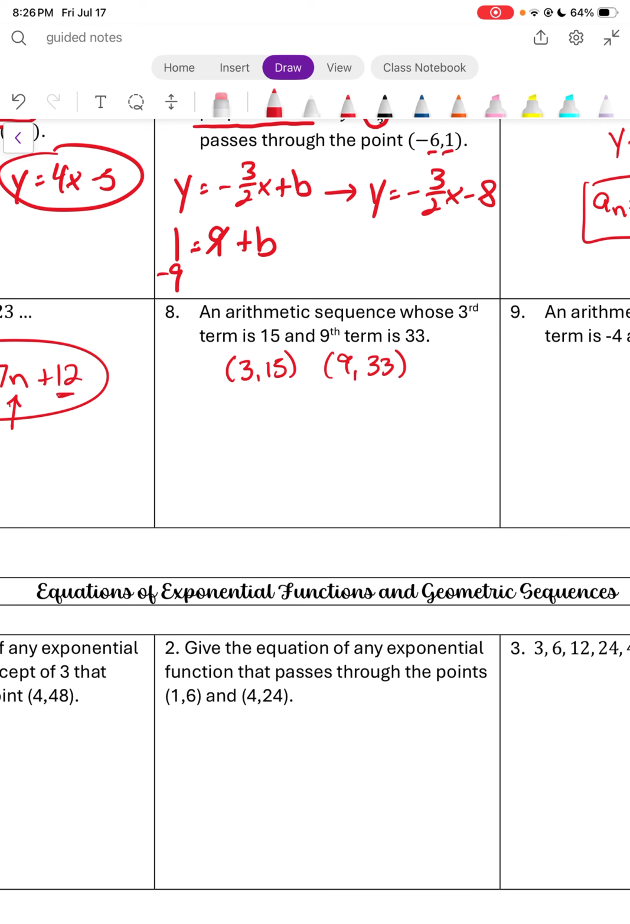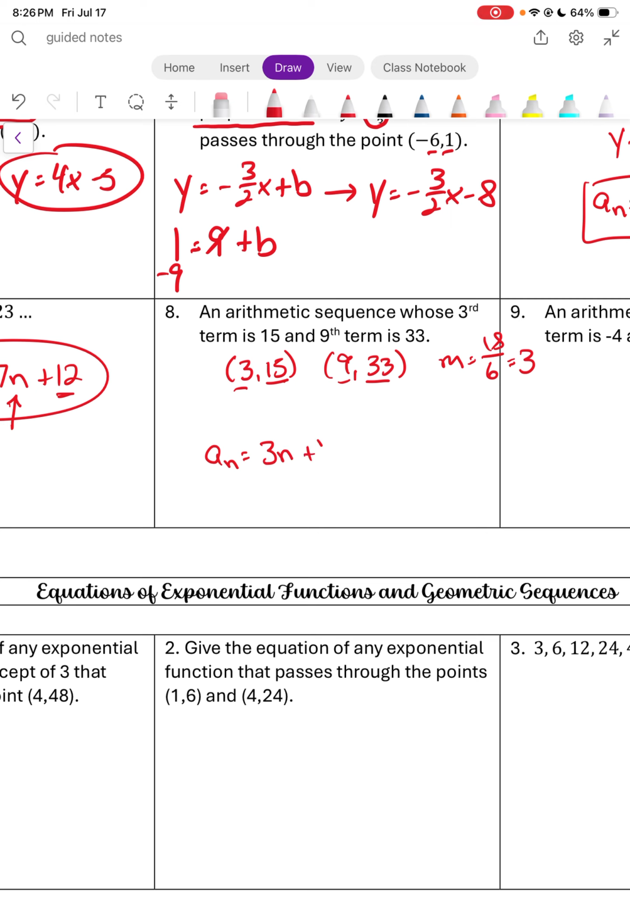How do you find a common difference? We call it slope. y minus y: your slope is going to be 33 minus 15 is 18, over 9 minus 3 is 6. Your common difference is 3. So therefore, a_n = 3n.